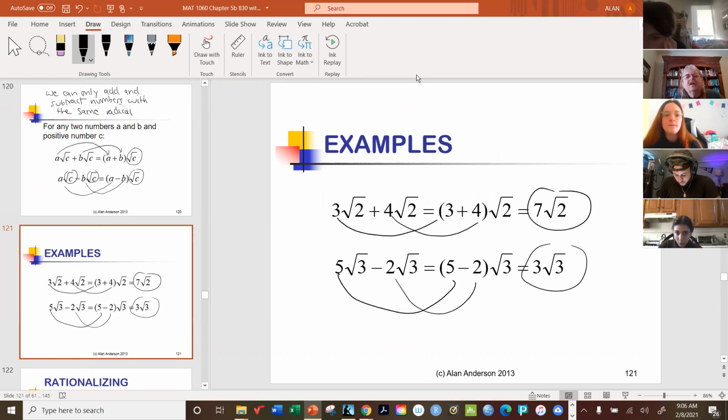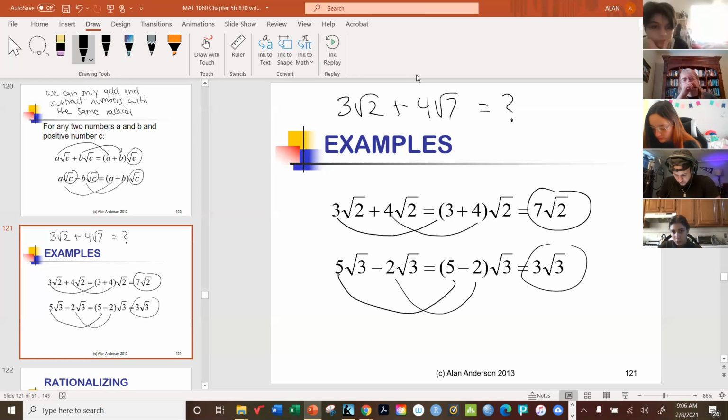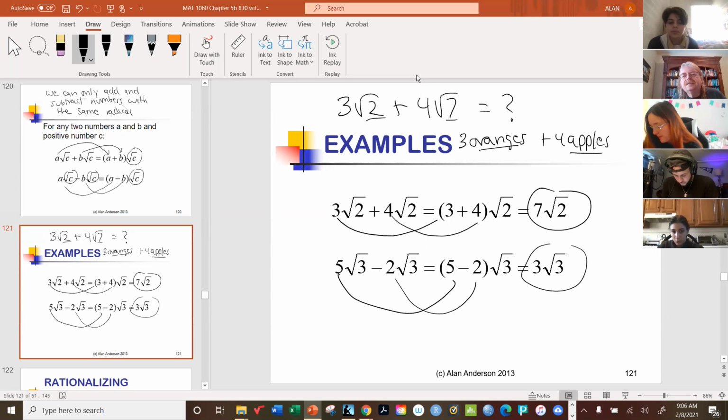But what if I had something like this? What if I tried to do this? 3 radical 2 plus 4 radical 7. Can I actually add those together? No, because the radicals are different. In fact, it's really no different. Imagine if you had, like in your shopping bag, 3 oranges and 4 apples. Is there any way you can combine those? No, because they're 2 different things. Oranges and apples are not the same thing, and neither are radical 2 and radical 7. So in order to add or subtract, they have to have the same radical. And so in a case like this, this is how we would have to leave our answer. Just like that. There's nothing that can be done with it.